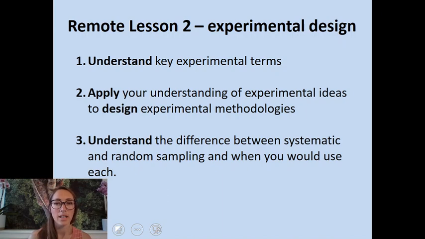By the end of this session, I'd like you to feel confident that you understand the key experimental terminology, that you can apply your understanding to design experimental methodologies, and also that you understand the difference between systematic and random sampling.